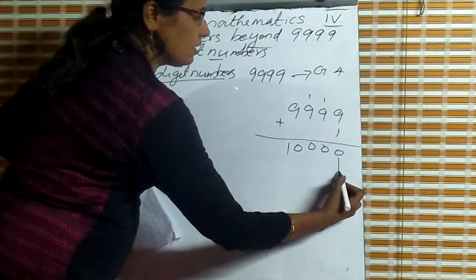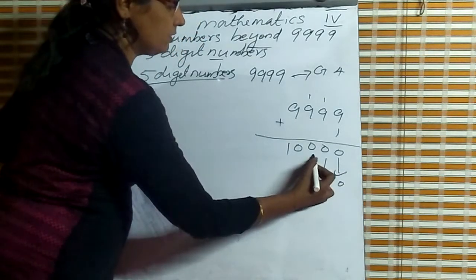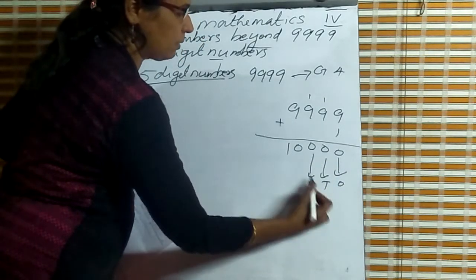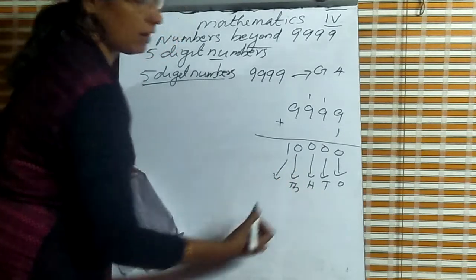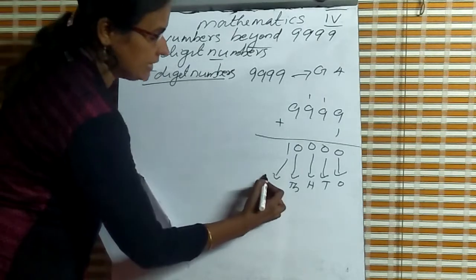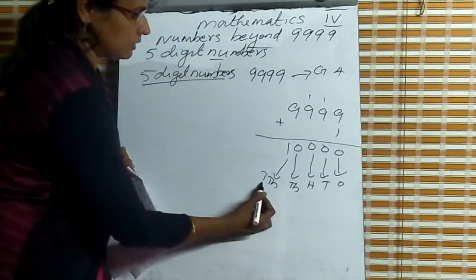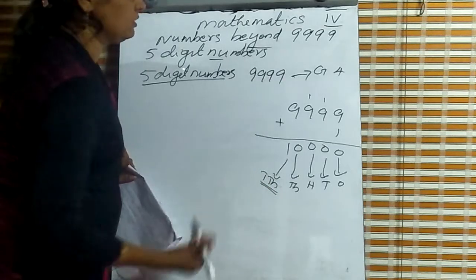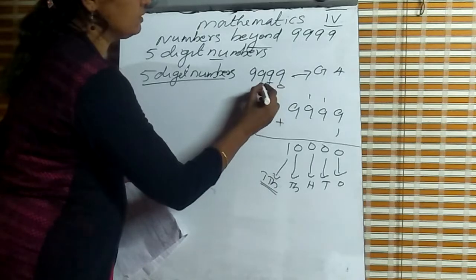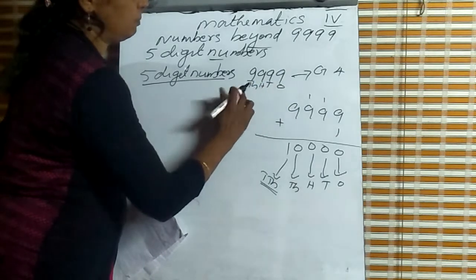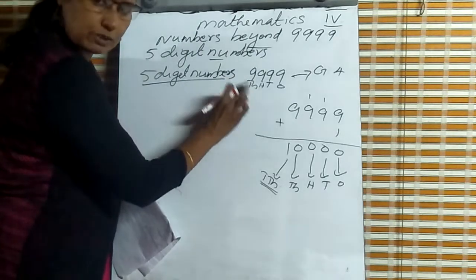Listen, this 0 is in the 1's place. This is in the 10's place. This 0 is in the 100's place. This 0 is in the 1000's place. What about this 1? This 1 is in the 10,000's place. Now, we have a new place here, the 10,000's place. We know up to the 1's, 10's, 100's, and 1000's place.